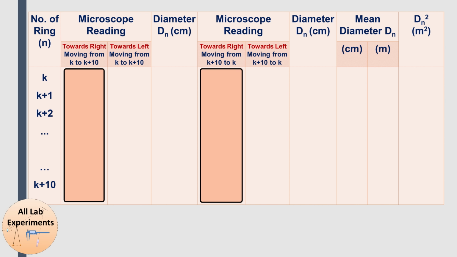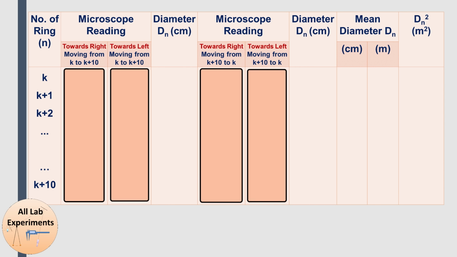Similarly, when we started moving towards the left of the central dark spot, from the kth to the (k+10)th circle, we will write down their positions in the third column. Similarly, when we came back from the 10th ring to the kth ring, we will write its position in this column. So now we have taken together the right and left hand readings of each circle.